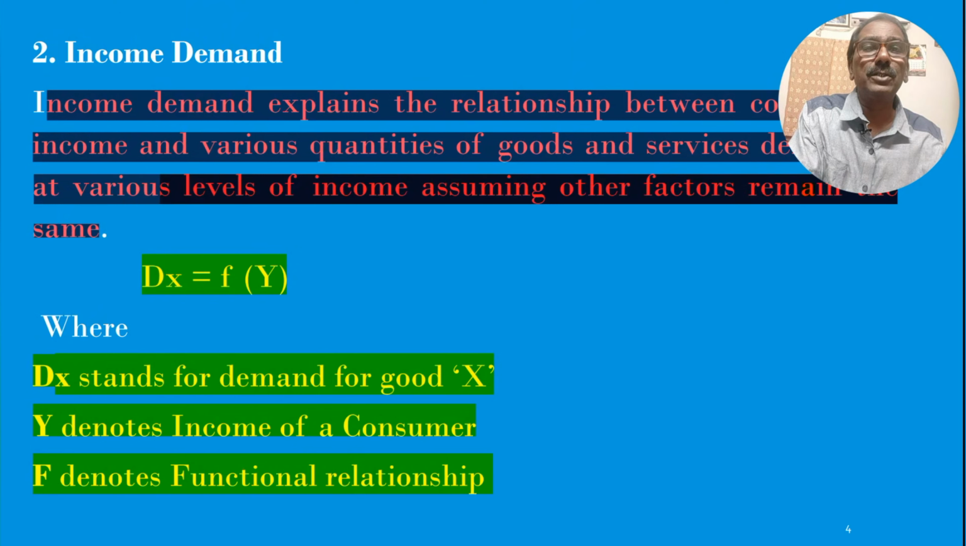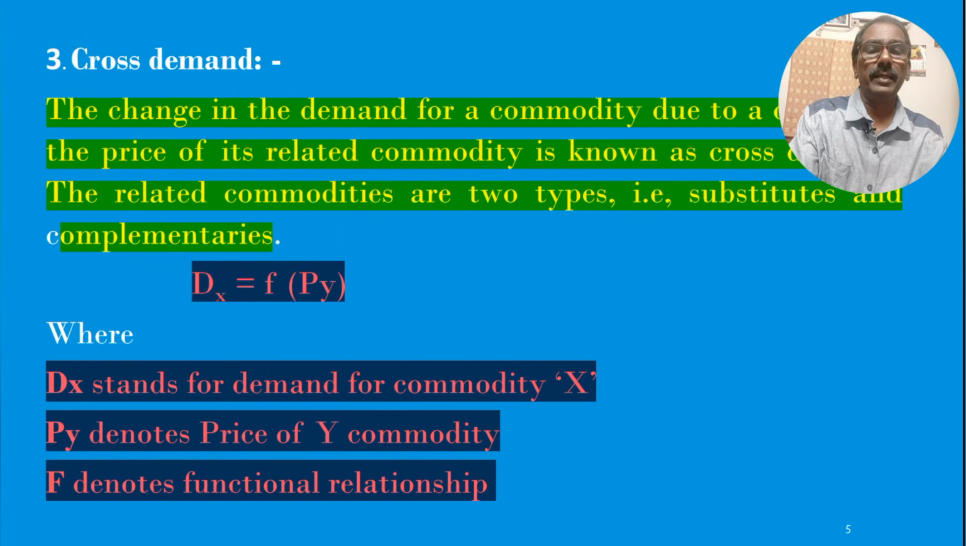F denotes functional relationship. Number 3, cross demand. The change in the demand for a commodity due to a change in the price of its related commodity is known as cross demand. The related commodities are of 2 types, that is substitutes and complementaries.